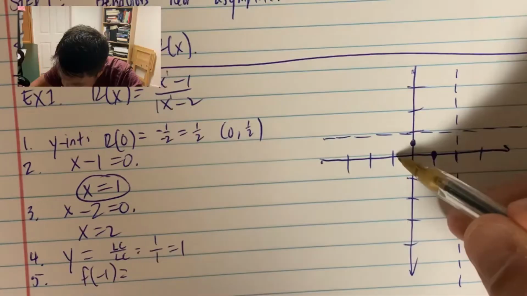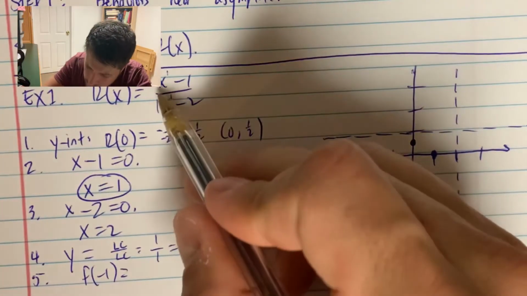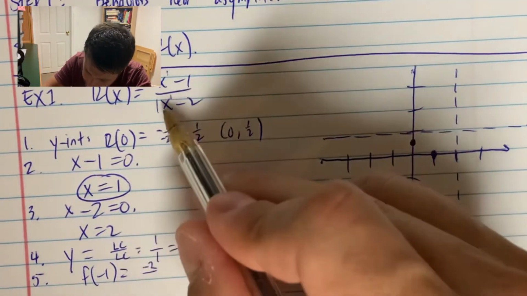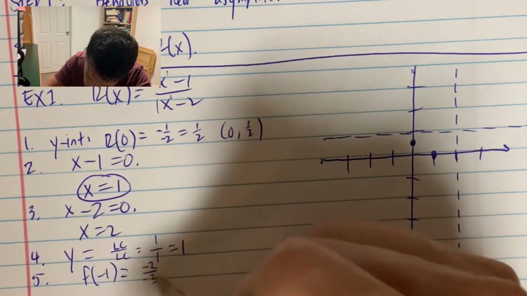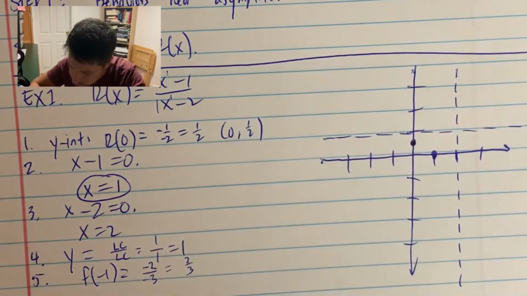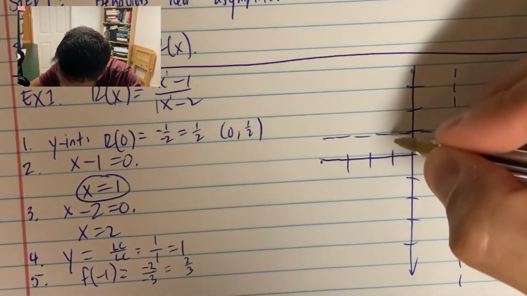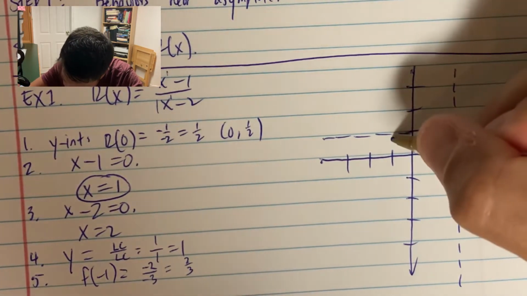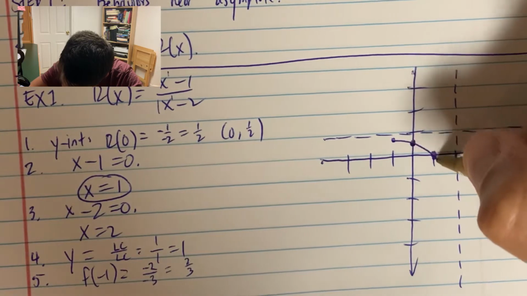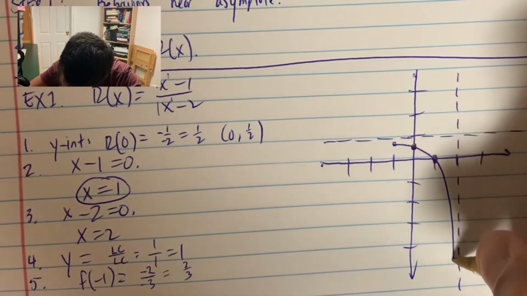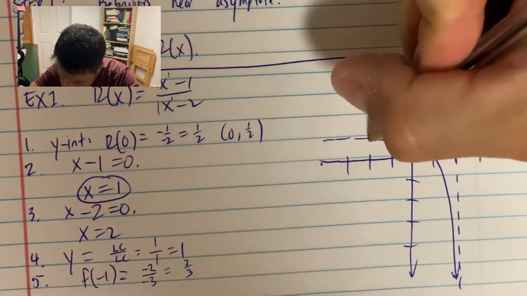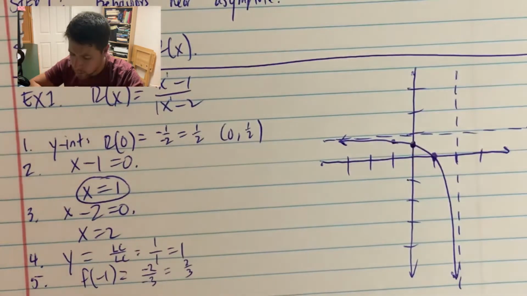So if I plot f of negative 1, this is going to be negative 1 minus 1, which is a negative 2 on the top, and negative 1 minus 2, which is a negative 3 on the bottom. So that's going to be a positive 2/3. So negative 1, up 2/3 is going to be like this. It looks to me like this is going to cross through here and come down and get closer and closer to that asymptote like this. And it's going to come over here and get closer and closer to that horizontal asymptote like this.